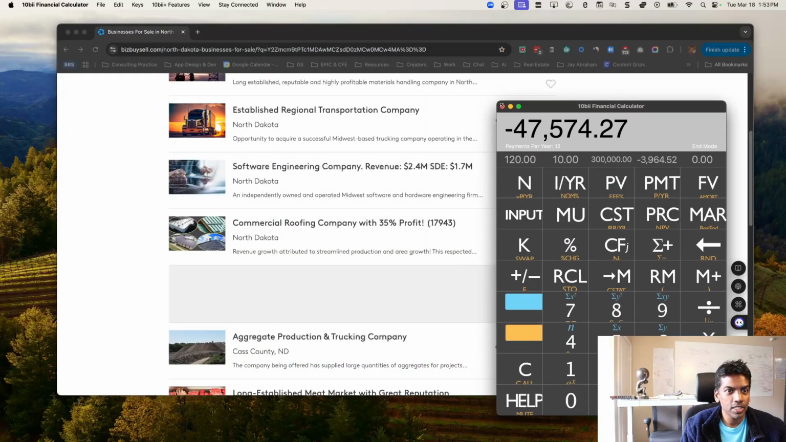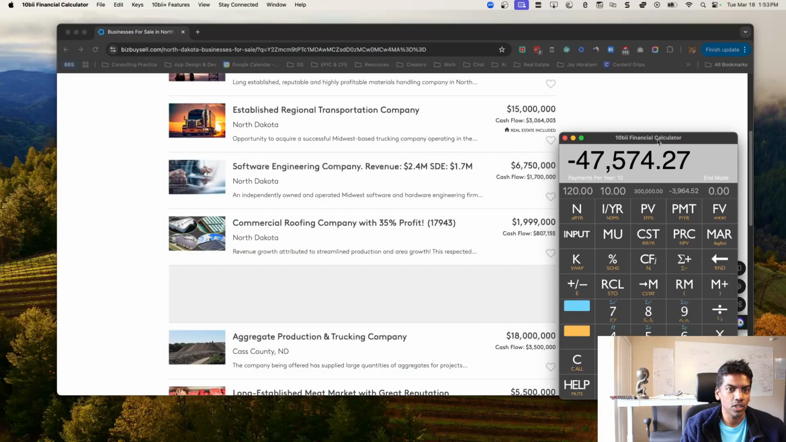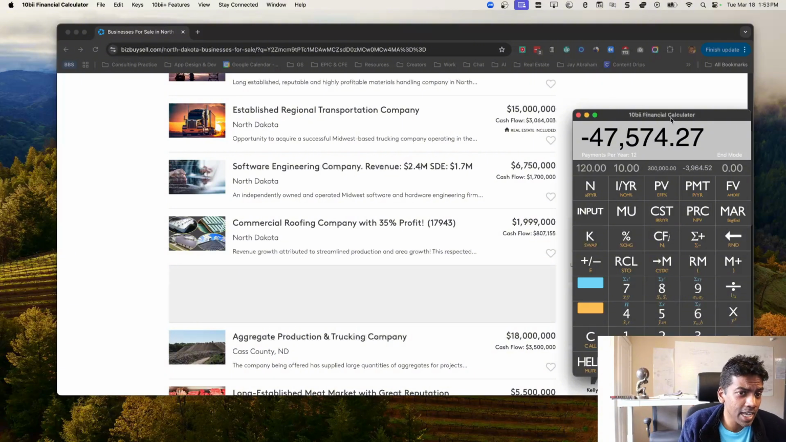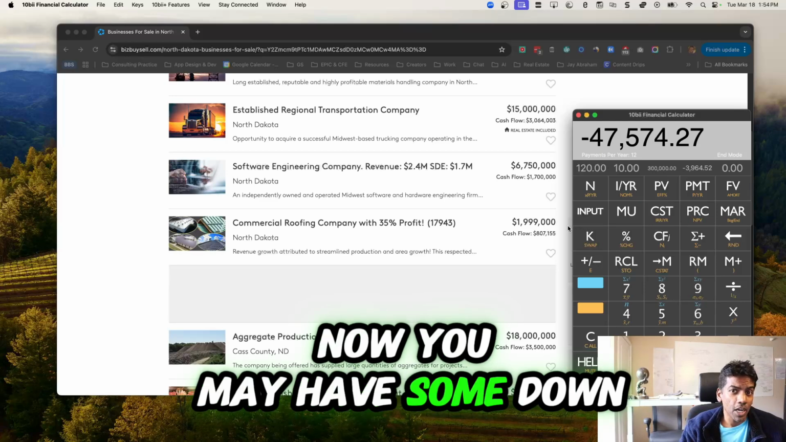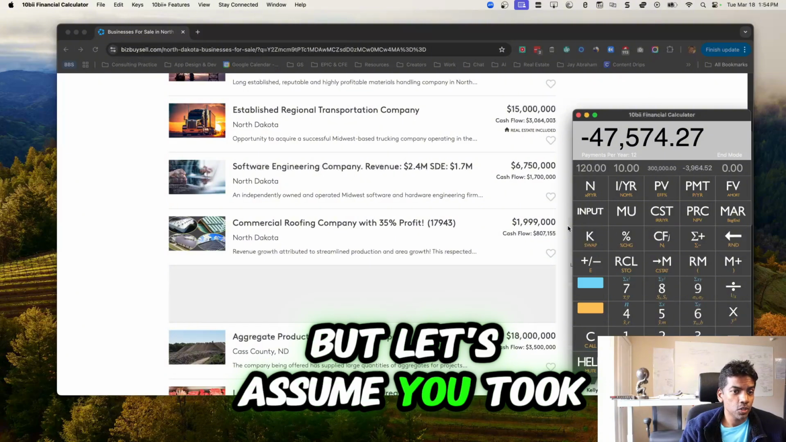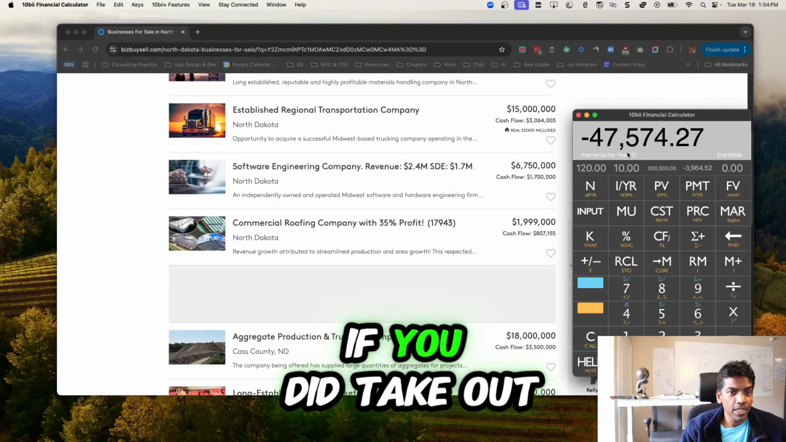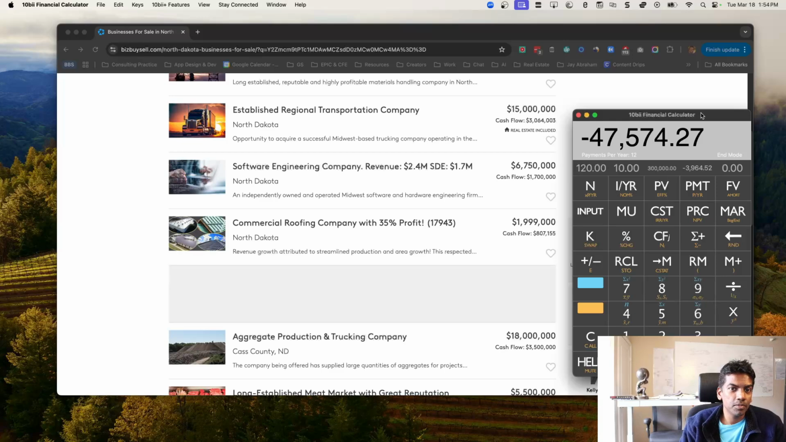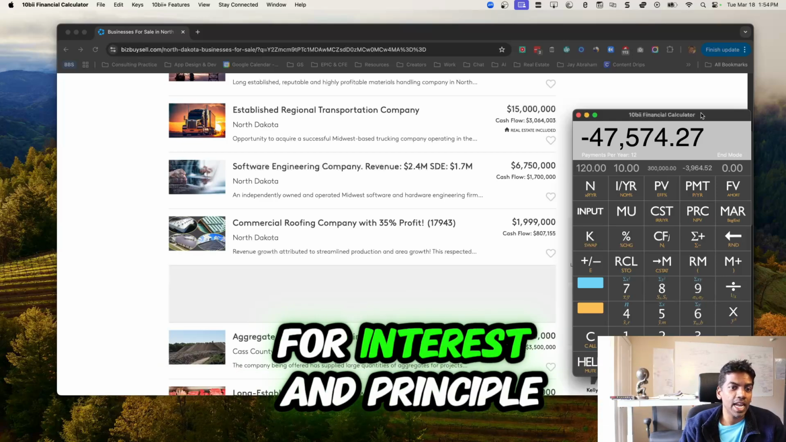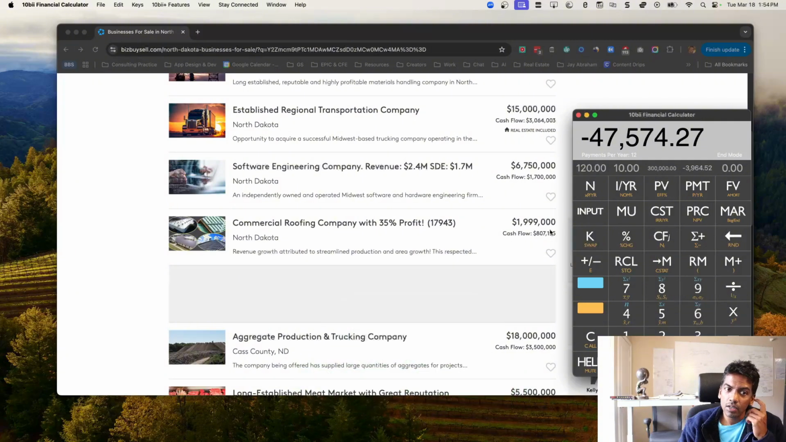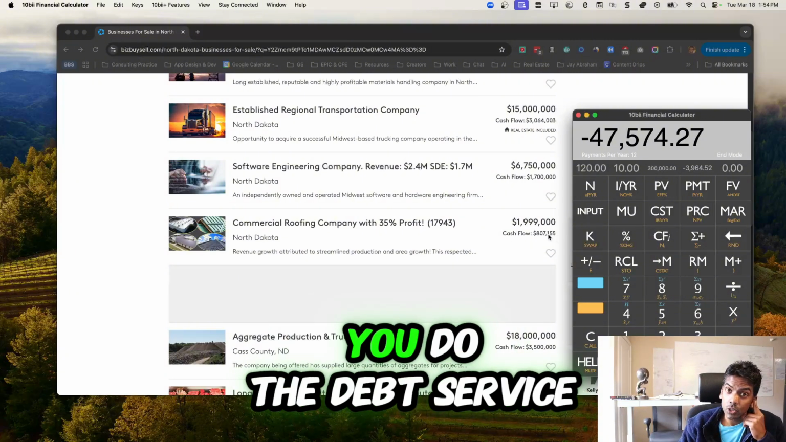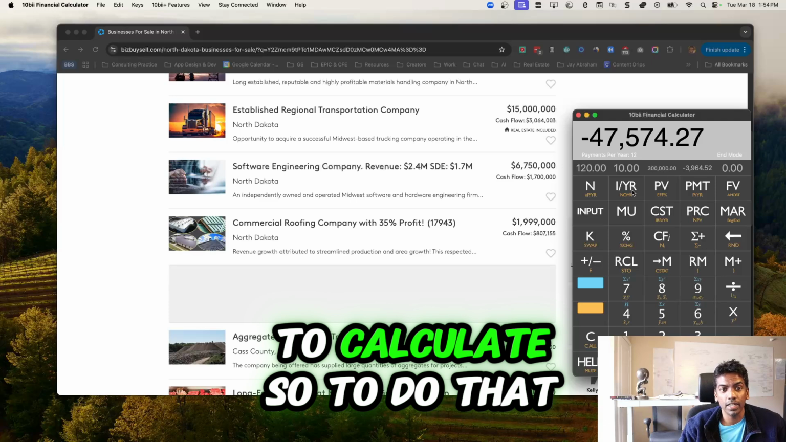And for this, I use something called a 10BII calculator. It is a financial calculator. It's a great tool to calculate mortgage payments, basically. So if you took out a loan for $2 million, now you may have some down payment here, but let's assume you took out a loan for $2 million. How much are your payments going to be for interest and principal, and how much is going to be left over from your cash flow after you do the debt service, right? That's what you want to calculate.